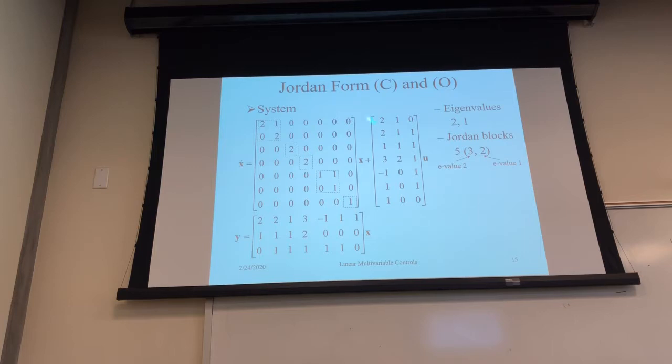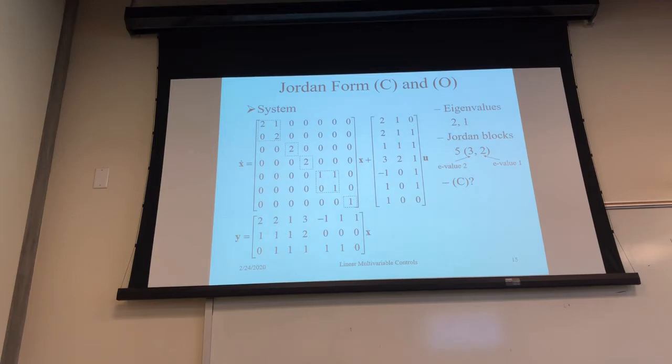So I want to understand, this is my B matrix. This is my C matrix. So it's like 3 input, 3 output. How many states? 1, 2, 3, 4, 5, 6, 7. I have 7 states. So let's check controllability. Is this controllable? If I give you something similar, you should be able to tell this is controllable.